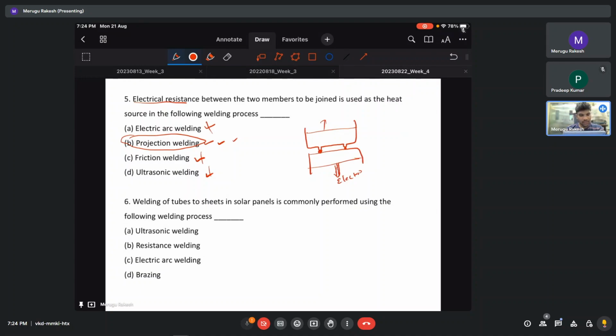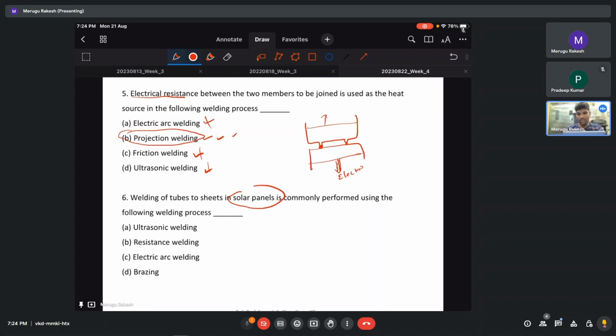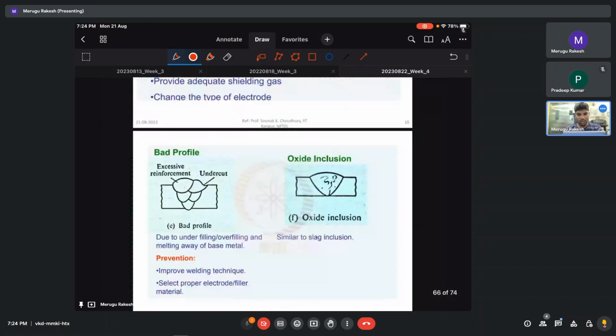Then the next one: welding of tubes to sheets in solar panels is commonly performed using the following process. I have mentioned this while explaining. We have solar panels in only one welding process. So let me go back once.